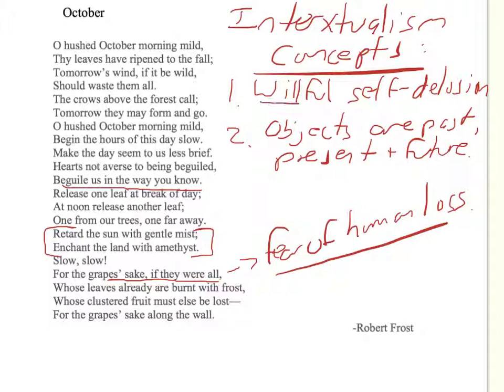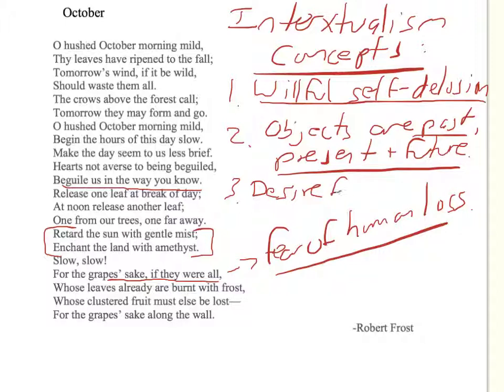In order to understand this poem, wielding these concepts, in order to achieve the ultimate goal, which is the desire to know a thing in and of itself, to know the truth of an experience, is important. All 3 are important here in your interpretation of Robert Frost's October. So give it a shot.